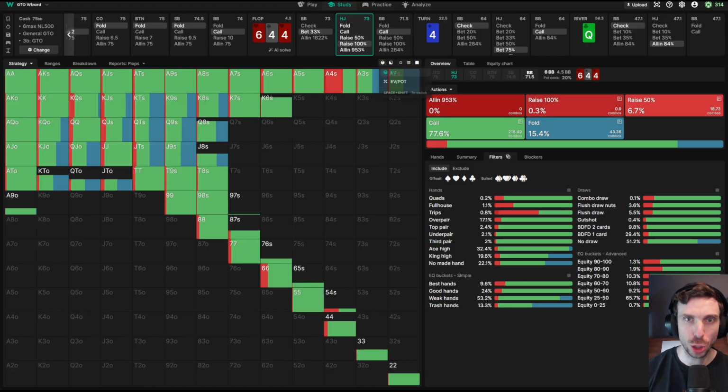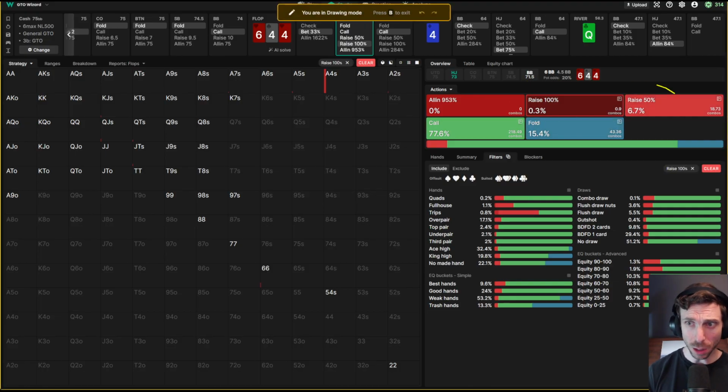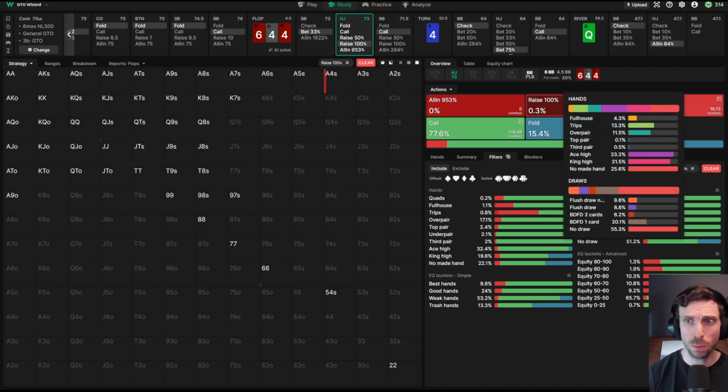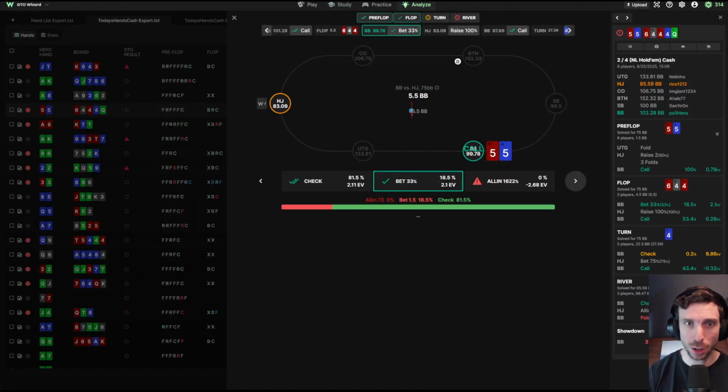0.3% I'm going to chalk up to solver noise, meaning the solver didn't finish running the solution to a high degree of accuracy, in which case sometimes the solver is prone to including some combos that, if you kept running the solver or you solved down to a better accuracy, you would see this be removed completely. So raise 50 is more likely the strategy here. So again, we're in uncharted territory against a recreational player.